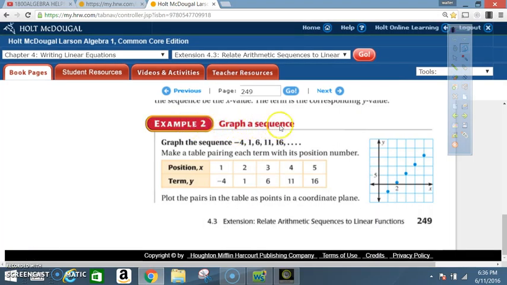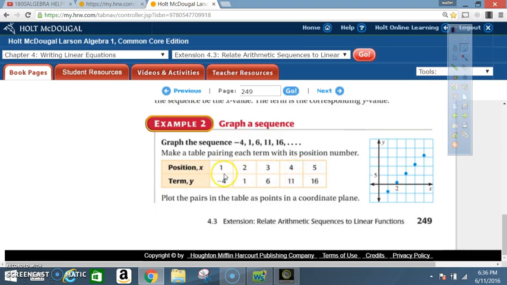Example 2. Graph a sequence. Graph the sequence negative 4, 1, 6, 11, and 16. Make a table pairing each term with its position number. Position 1 is negative 4. Position 2, or term 2, is 1. Term 3 is 6. Term 4 is 11. Term 5 is 16. So term 1, 2, 3, 4, 5, or you can say position 1, 2, 3, 4, 5.